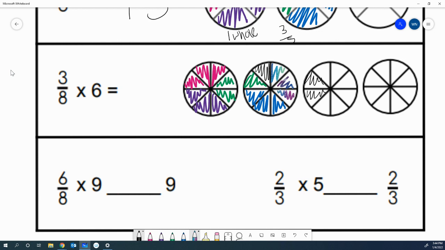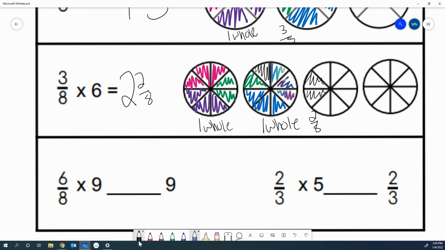So as you can see, we colored in 3/8 6 different times. Let's count up what we've got. We've got one whole here. We've got another whole here. And we've got 2/8 colored here. So my answer should have been 2 and 2/8.